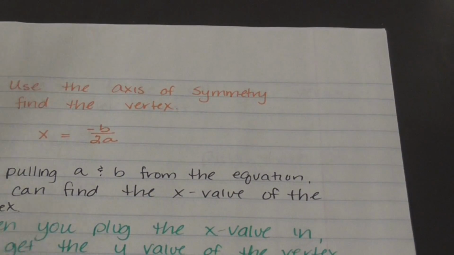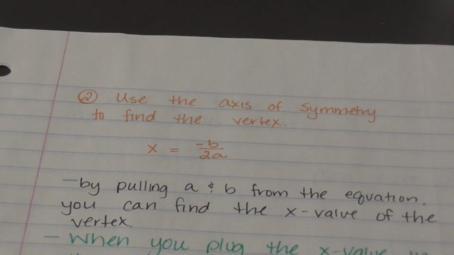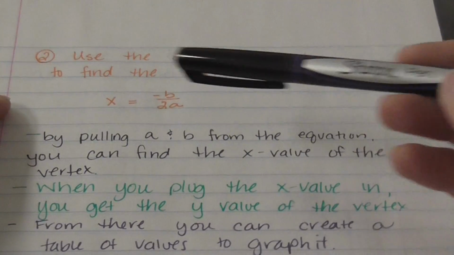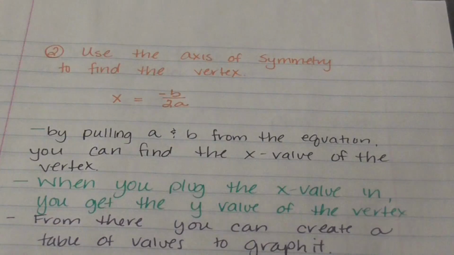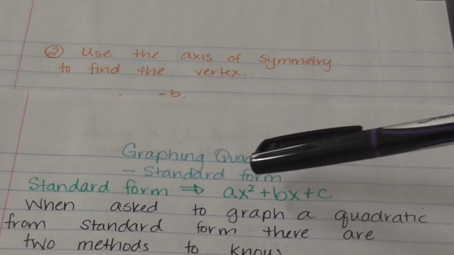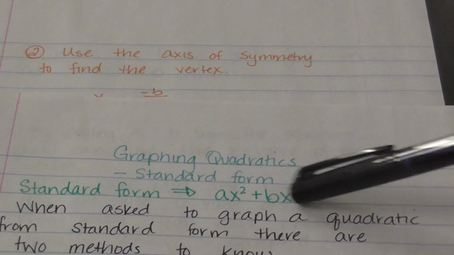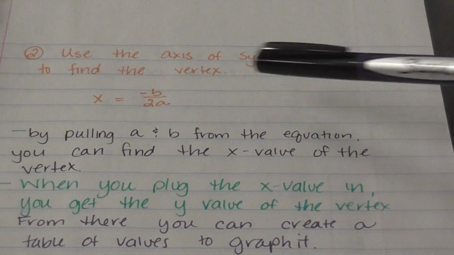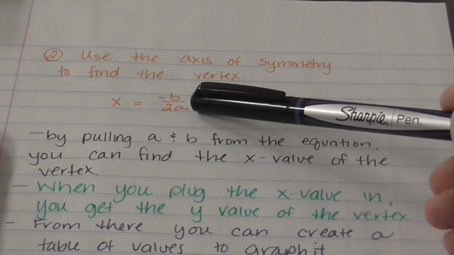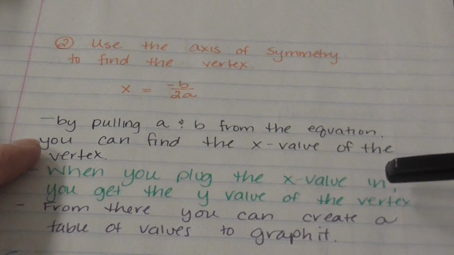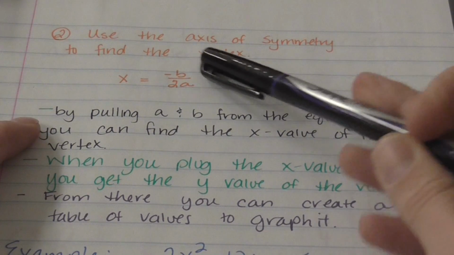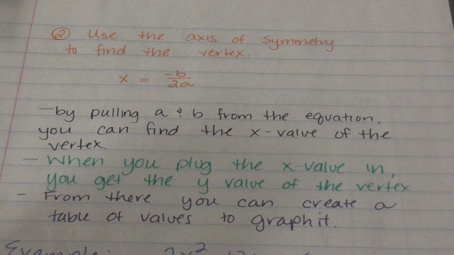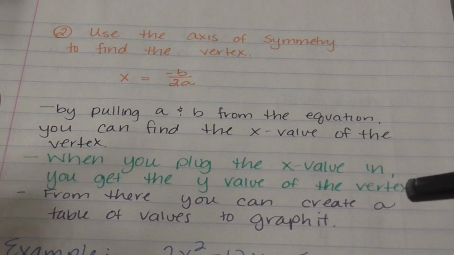There is another method, and it's called using the axis of symmetry to find the vertex. So what you do is you look at it in standard form, and you're going to pull the a and b from the original equation. So if we have it in standard form, where ax squared plus bx plus c is your equation, the number in front of x squared and the number in front of x are what numbers go into our axis of symmetry equation. So once you use that a and b and come up with a number at x equals, that's your x value for your vertex. So you put that x value back into the equation and get the y value and graph it.